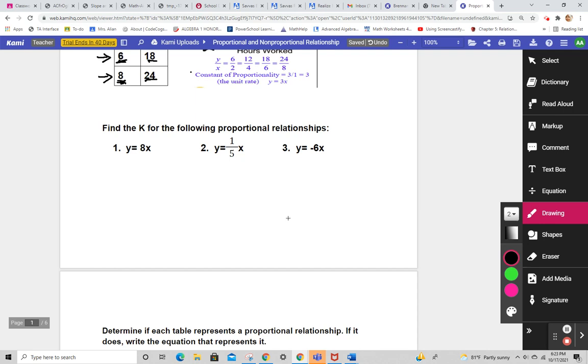Find the k for the following proportional relationships. All these equations right here are proportional relationships, and we are asked to find the constant ratio k. In this case, k is this number here in front of x. So k is 8. All right, in this equation, it's the number again in front of x. k is 1/5. See if you can find the k value for the next one. k is, you said -6, you are right. All right, let's keep going.